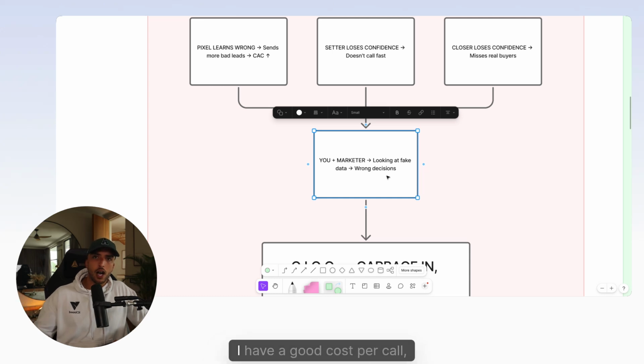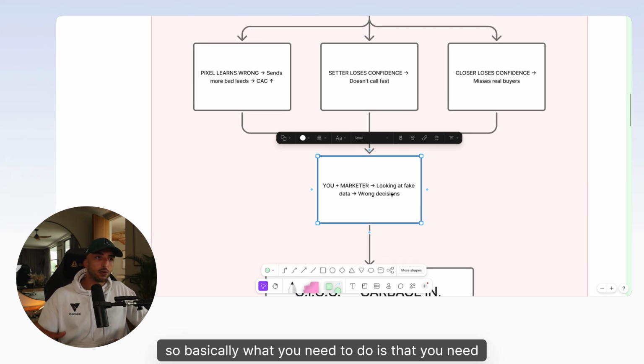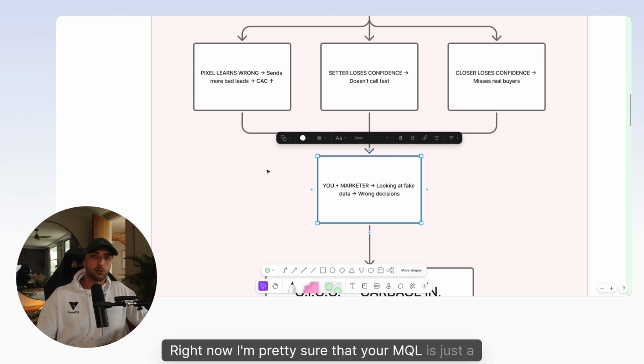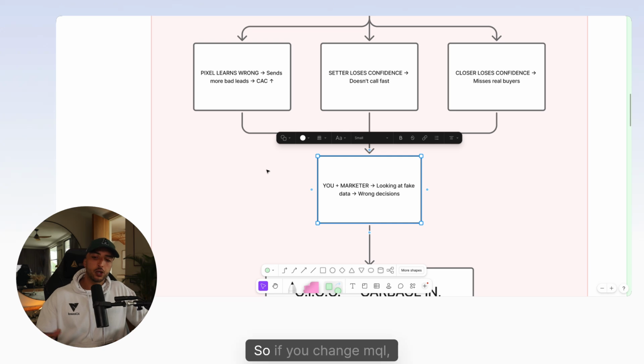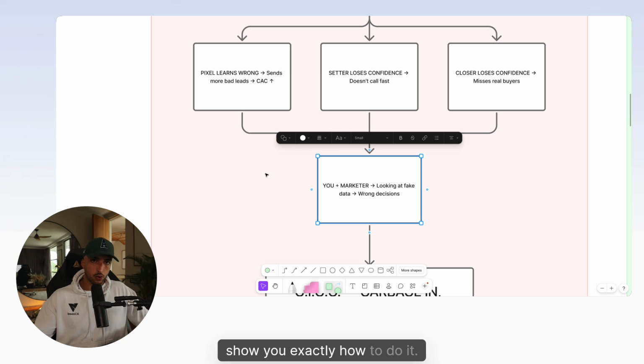He sees like, oh, I have a good cost per call, I have a good MQL, but actually they are not SQL. So basically what you need to do is change the MQL. The MQL is a real human. Right now, I'm pretty sure that your MQL is just a call booked. So if you change your MQL, your marketing qualified leads, to actually a real human, that will make a big difference, and I'm going to show you exactly how to do it.